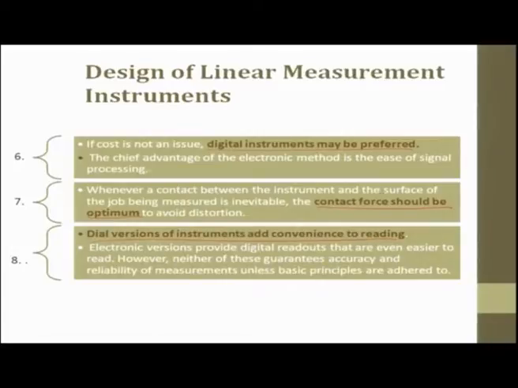Dial version of the instruments adds convenience to reading. So, dial version means we are talking about analog. Electronic version provides digital readout that is even easier to read. However, neither of these guarantees accuracy and reliability of measurement unless basic principles are adhered to. What is the basic principle? The coincidence between the two axes. So, this is very important. Here, if you want to go for electronic, it is digital, otherwise it is analog output.